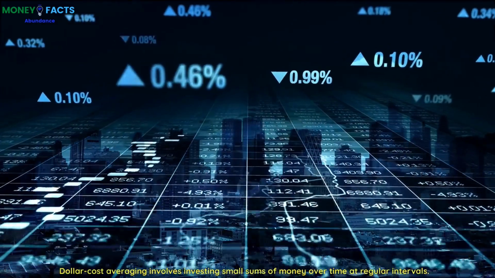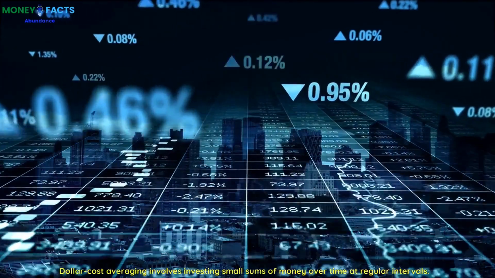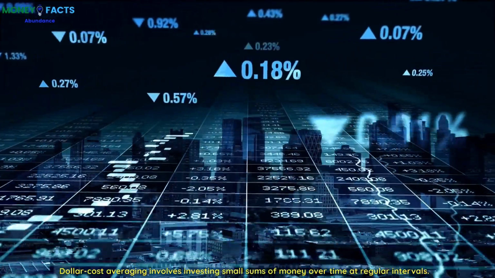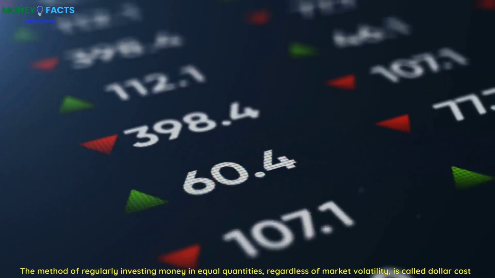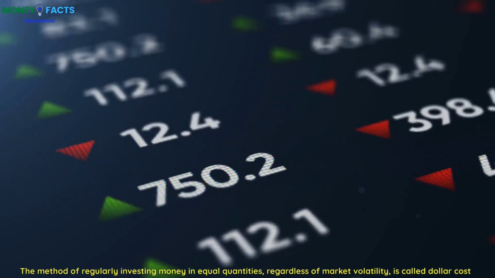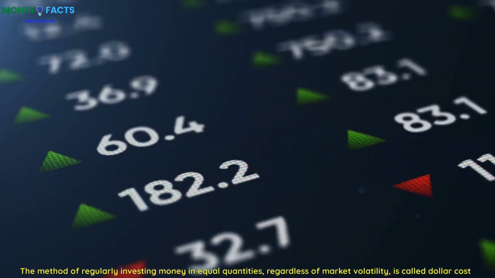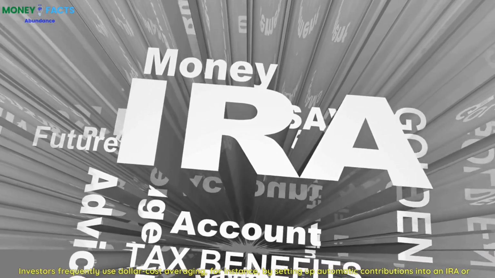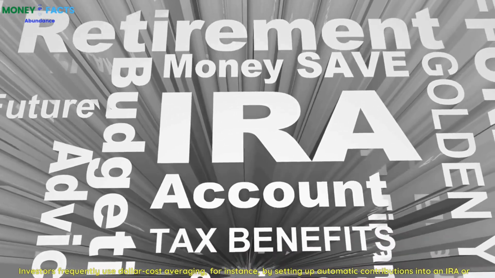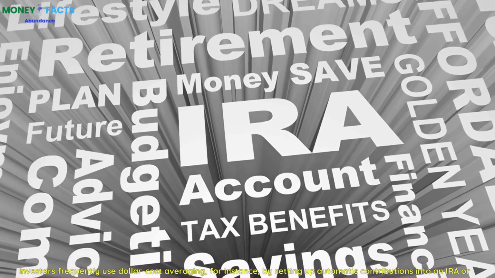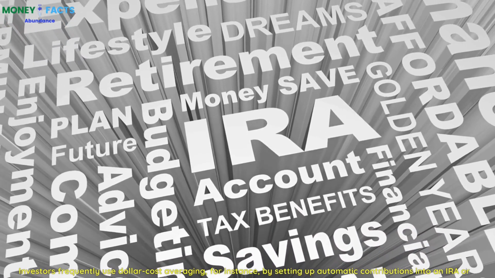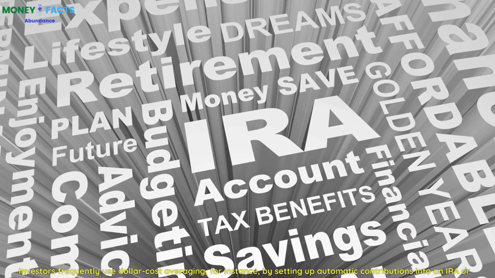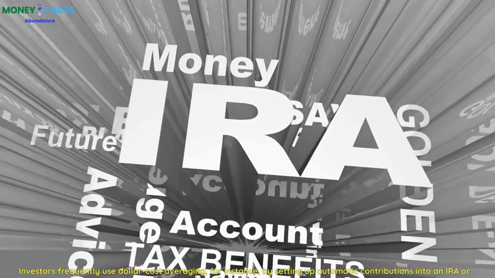Dollar cost averaging involves investing small sums of money over time at regular intervals. The method of regularly investing money in equal quantities, regardless of market volatility, is called dollar cost averaging. Investors frequently use dollar cost averaging, for instance, by setting up automatic contributions into an IRA or depositing a portion of each salary into a retirement plan like a 401k.